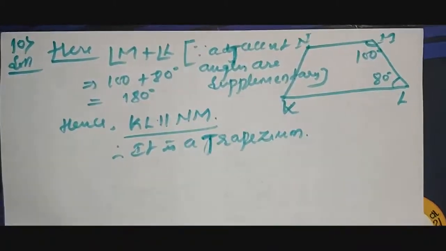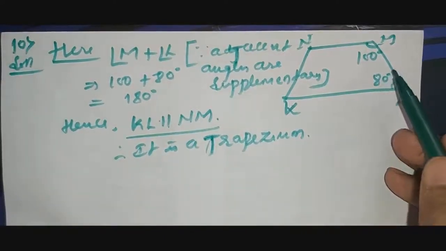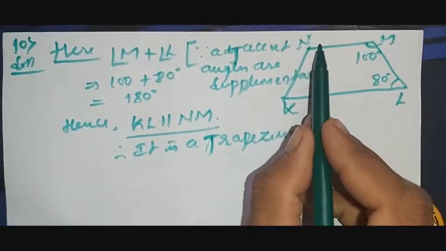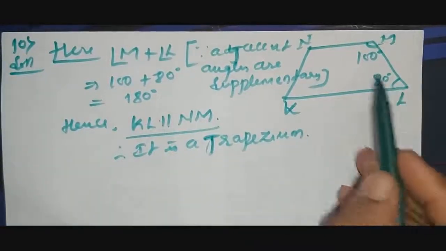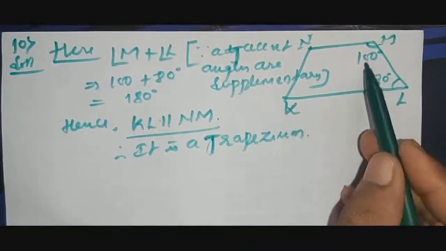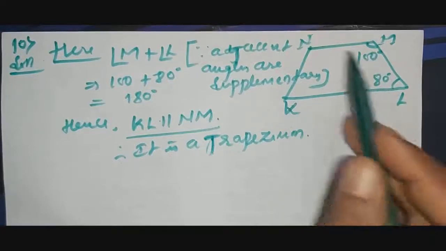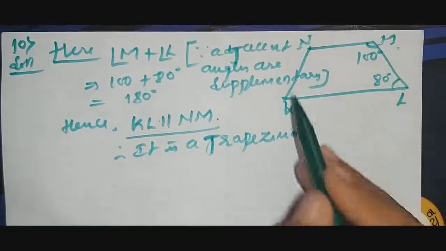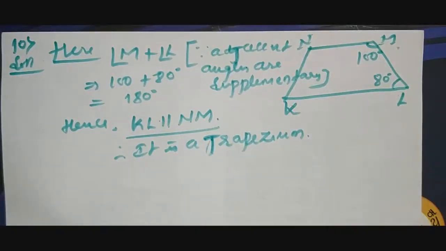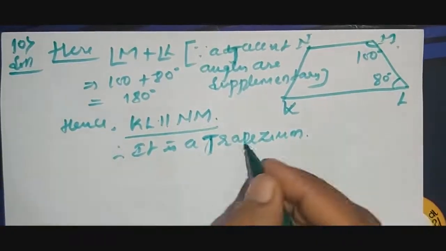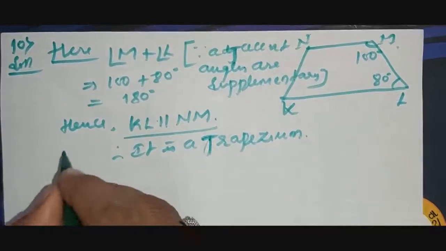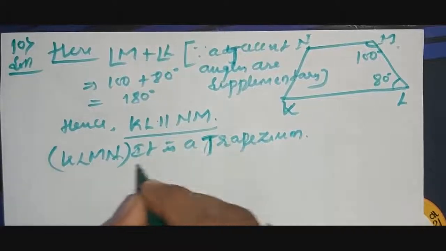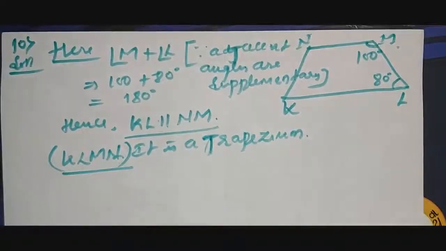Therefore, it is a trapezium, right? See, even sum of interior opposite angles means, for example, N plus 80 is equal to 180, it's nothing but angle N is equal to 100 we will get, right? Even if it is M plus K is equal to 180, if it is 100, it is 80 degree, right? Therefore, NM is parallel to KL or KL is parallel to NM. Therefore, KLMN is a trapezium, right? Okay. Therefore, it is a trapezium KLMN. It is a trapezium, right?